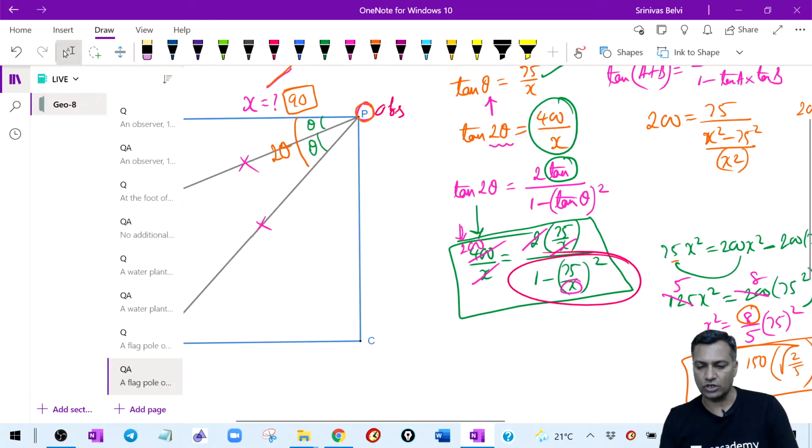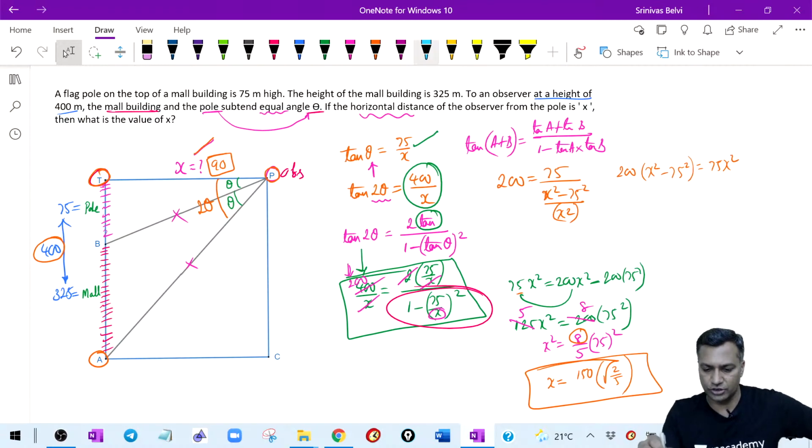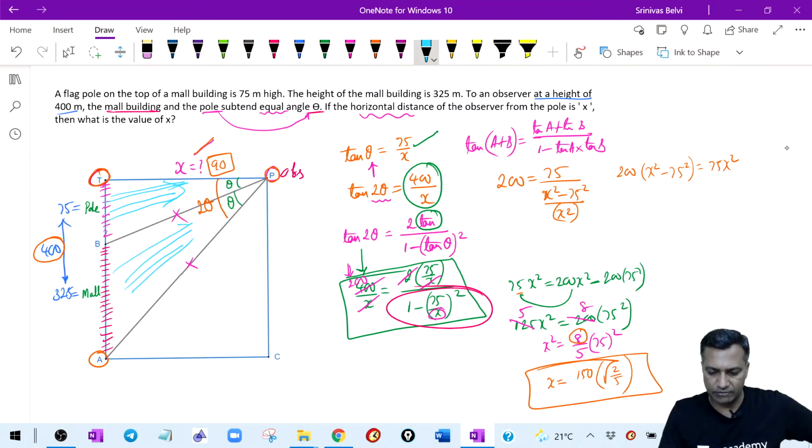Fair enough. Anyway, based on this, some answer options will be there. The idea is not about just getting onto the calculation here. The idea is what is the angle subtended. Once you get the angle subtended, there were choices for this particular question. Use it and resolve it.